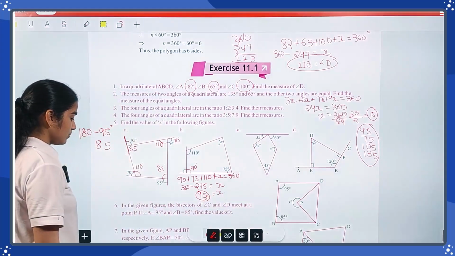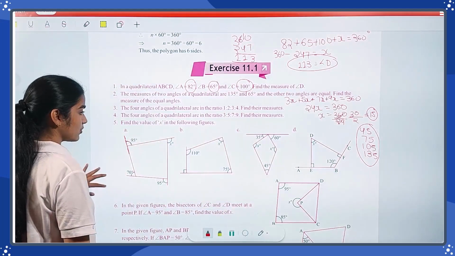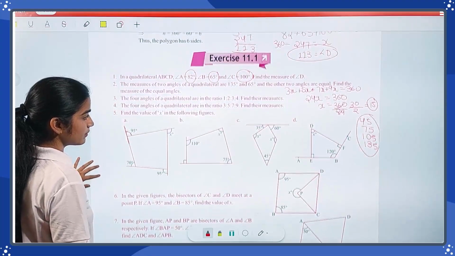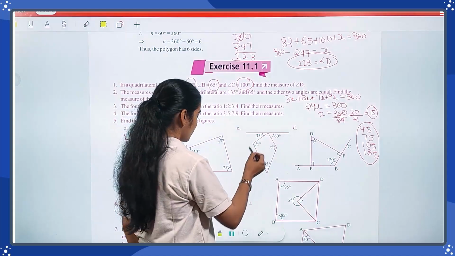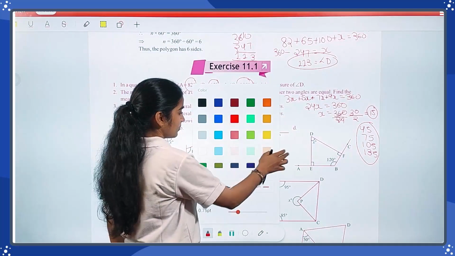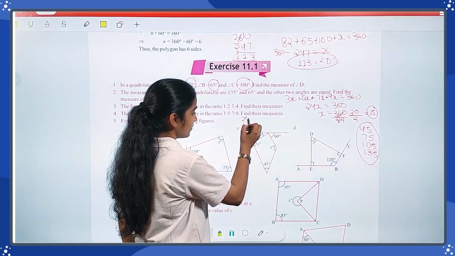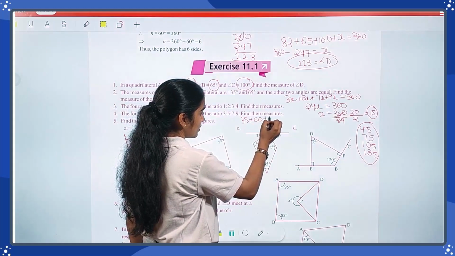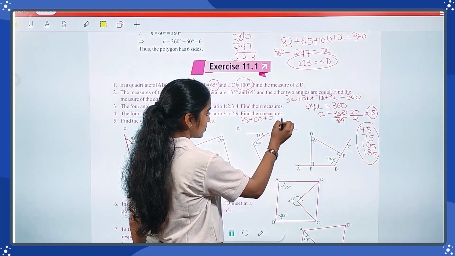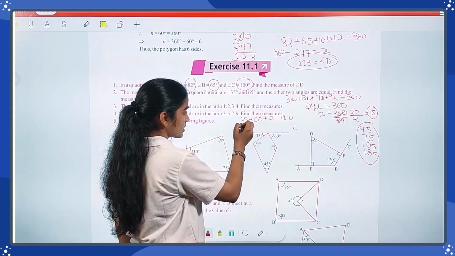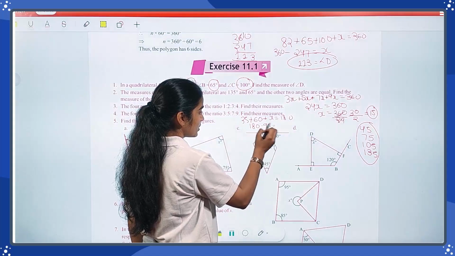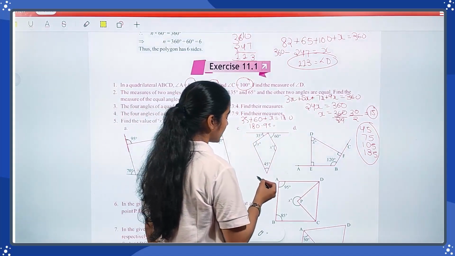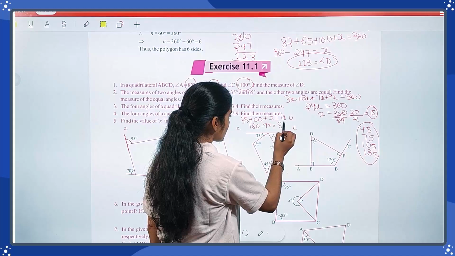Okay. Now, you have to solve the rest of your questions like this. Don't be confused. So if this is 45, this x and this, so the completion of this angle is 35 plus 60 plus x is equal to 180. 35 plus 60 is 95. 180 minus 95 is 85.